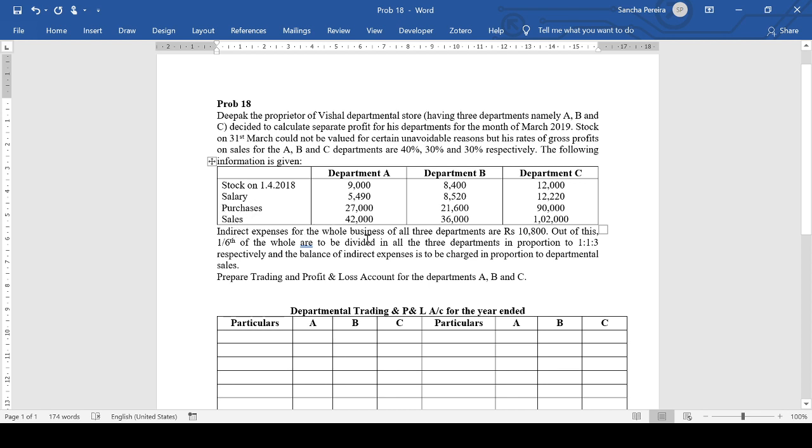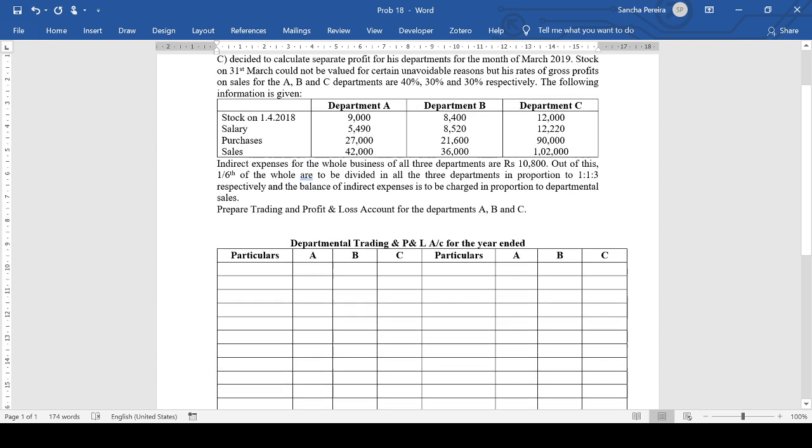Indirect expenses for the whole business of all the three departments are rupees 10,800. Out of this, 1/6 of the whole is to be divided in all the three departments in proportion to 1 is to 1 is to 3 respectively, and the balance of indirect expenses is to be charged in proportion to departmental sales. This is the only expense besides salary. Out of this, 1/6 is to be divided in this proportion, and the remaining has to be divided in the proportion of departmental sales. So this is the only complication. It's a very small problem.